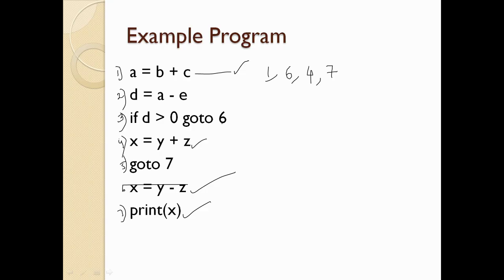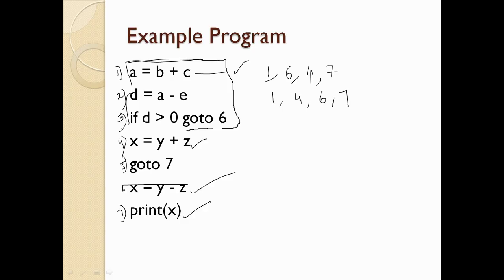Using these leaders, how to divide this entire program into basic blocks? You start with the first leader and collect all the instructions before reaching the next leader. According to our previous investigation, we found the leaders 1, 4, 6, 7. So start with one leader, collect all the lines before reaching the next leader. That means 1, 2, 3, and we should not include 4. So 1, 2, 3 is one basic block.